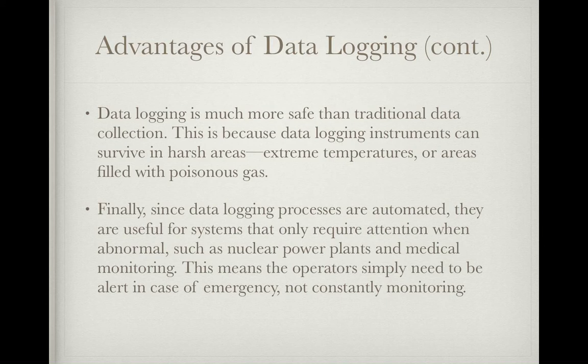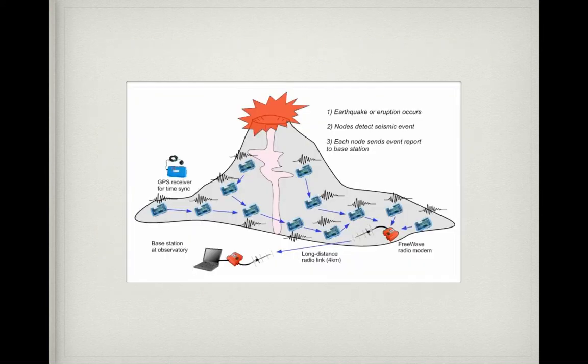Finally, since data logging processes are automated, they are useful for systems that only require attention when abnormal situations arise, such as nuclear power plants and medical monitoring. This means the operators simply need to be alert in case of emergency, not constantly monitoring. Now, this is an example of a system of sensors that are used to detect seismic activity and volcanic eruptions and similar events. This is kind of a free-form flowchart that I found online, so not really exact.